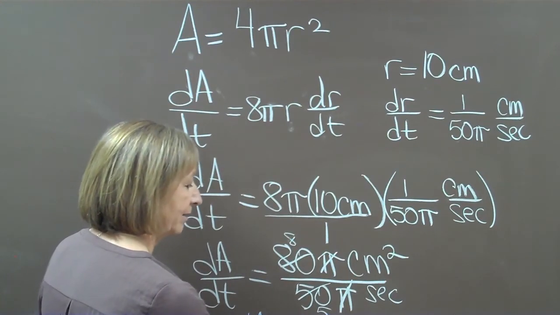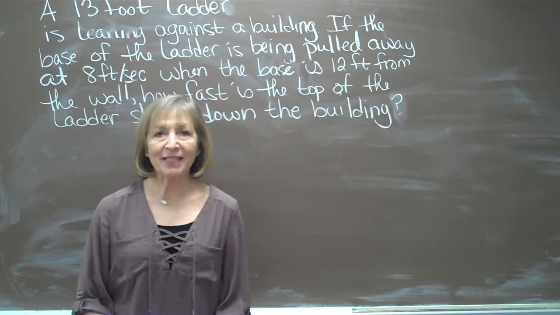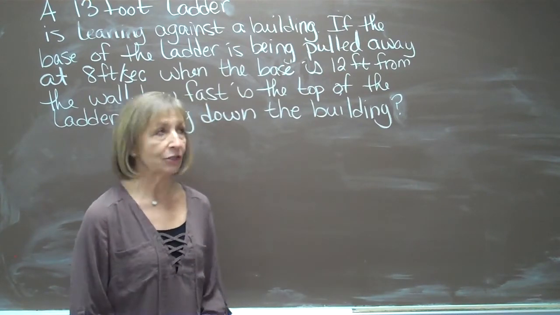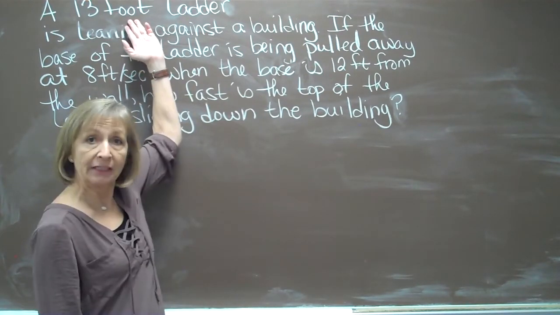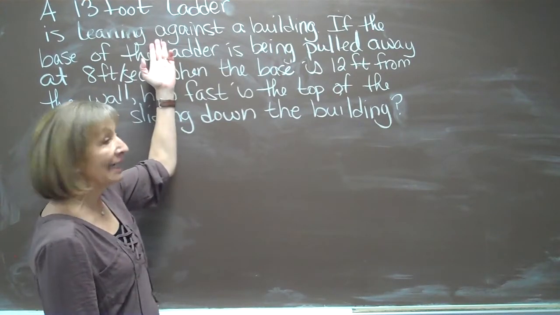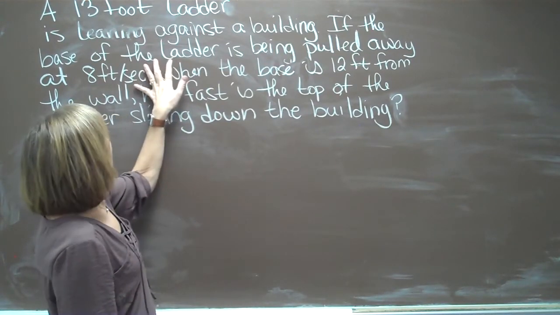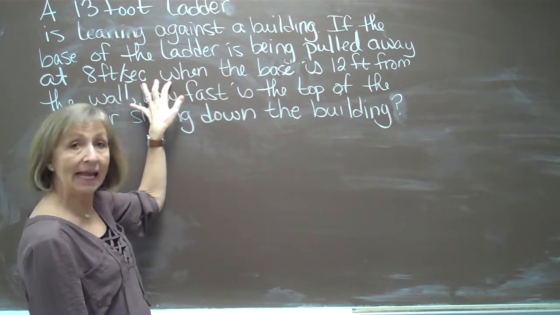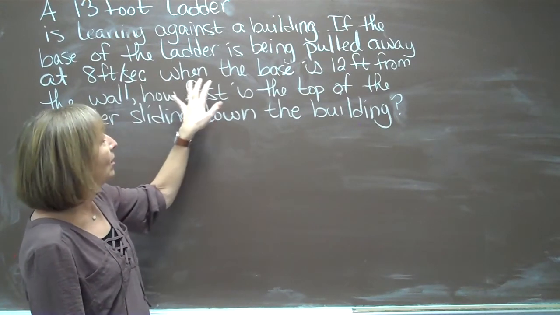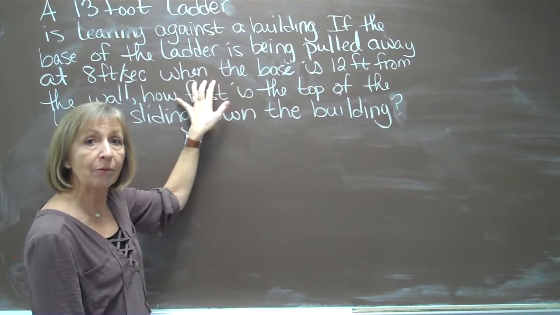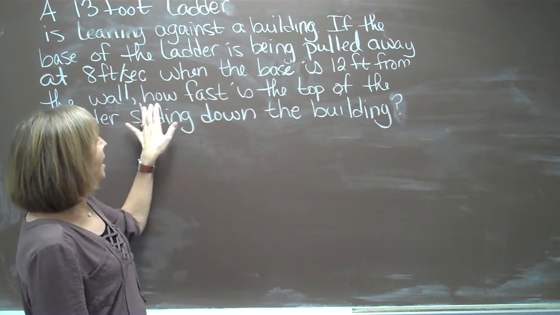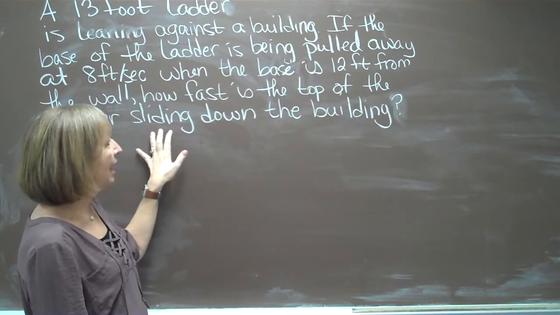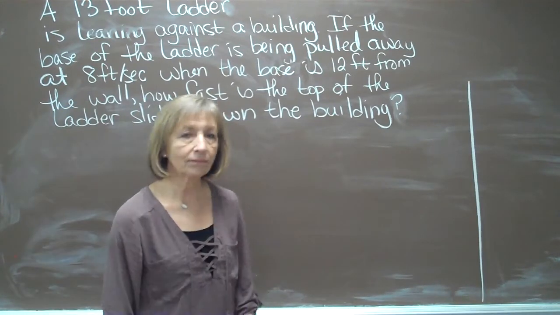This related rate question I would like to do for you is one in which we have a 13-foot ladder leaning against a building. If the base of the ladder is being pulled away at 8 feet per second, when the base is 12 feet from the building, how fast is the top of the ladder sliding down the building?